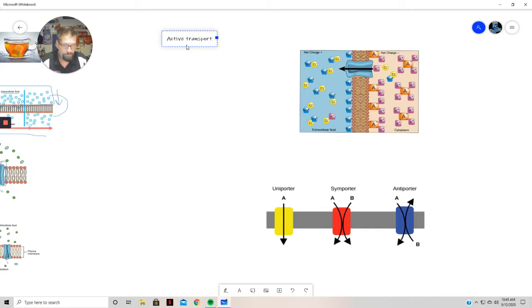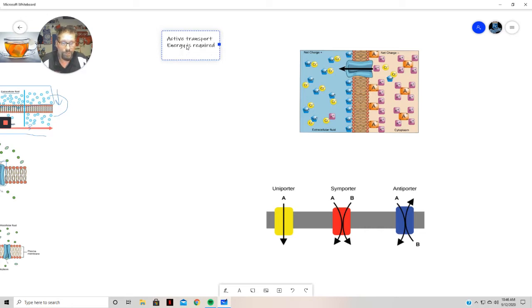Active transport. Okay, now active transport, we'll just get this right out of the way off the top of the bat, is the exact opposite of passive transport. So, if it's the exact opposite, passive transport did not require energy. So it's active transport. Energy is required. Okay, get that right off the bat.